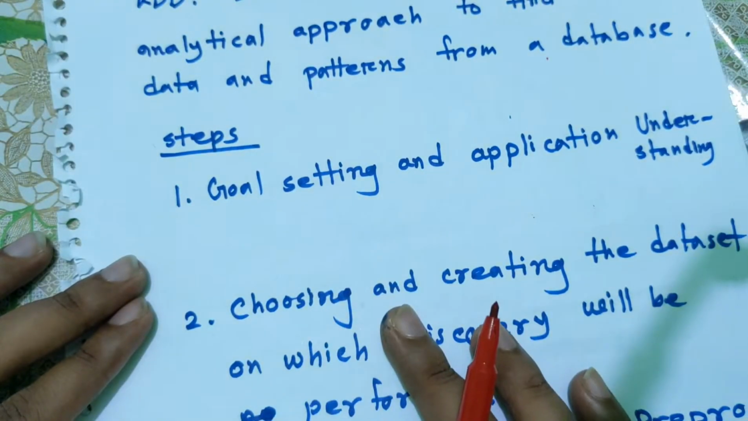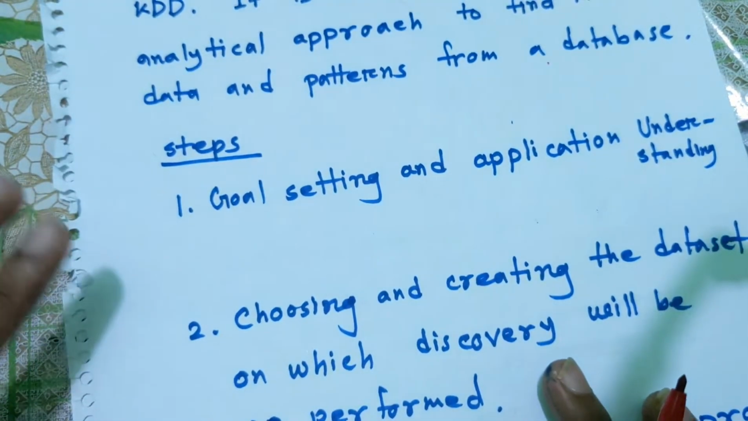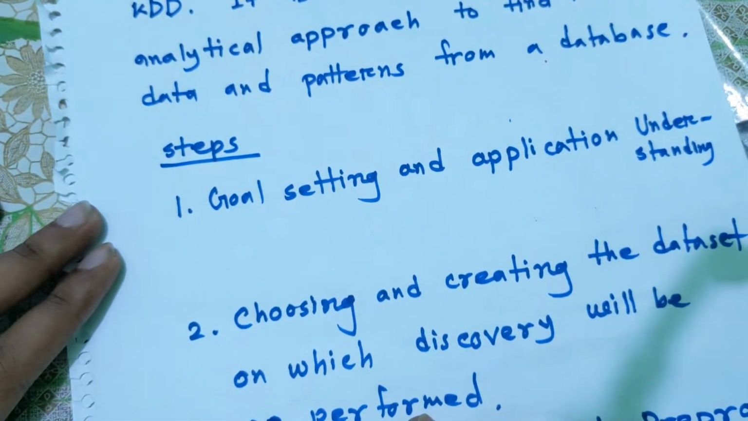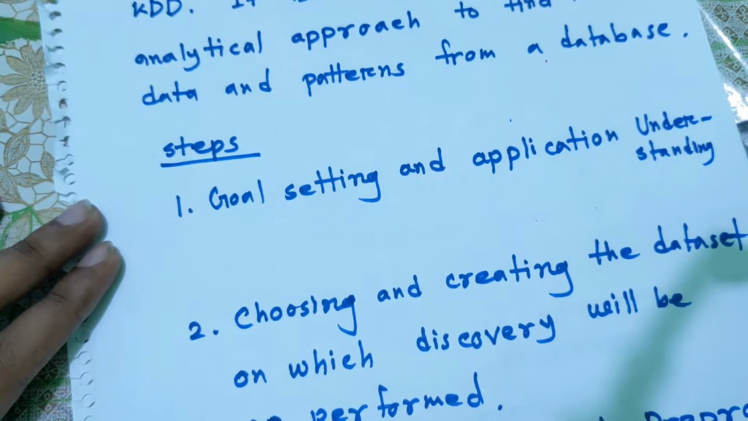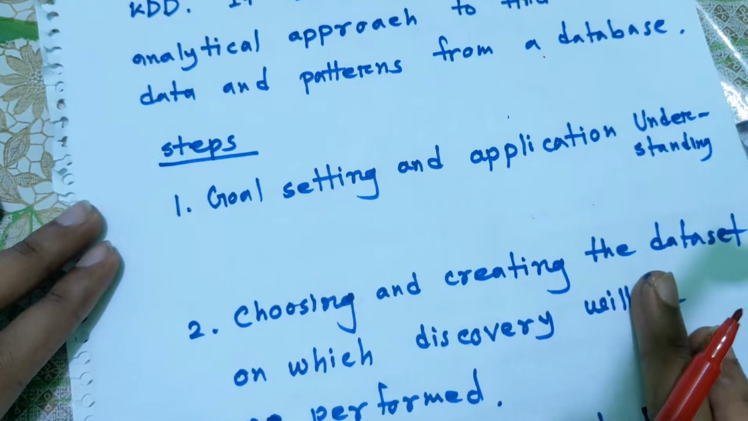Now let's see the second step, choosing and creating the data set on which discovery will be performed. So before cooking fish, what you do, you have to select the fish, right, on which fish you are going to cook, right? So that's similar in the case of knowledge discovery in database. You have to choose and create the data set.